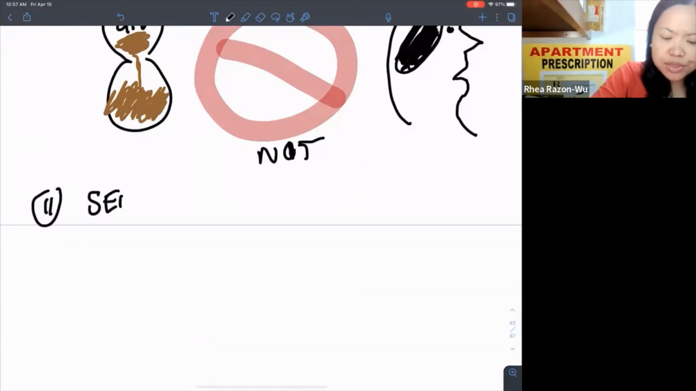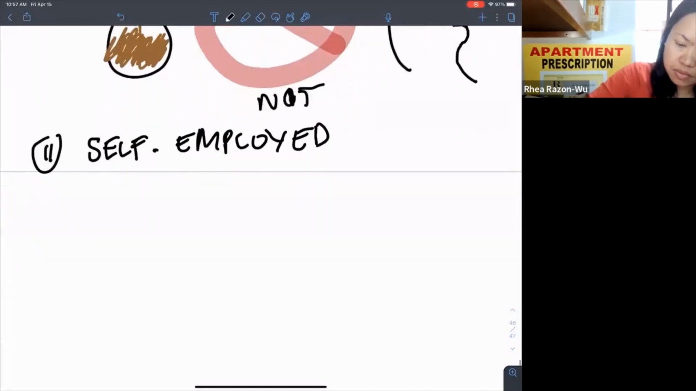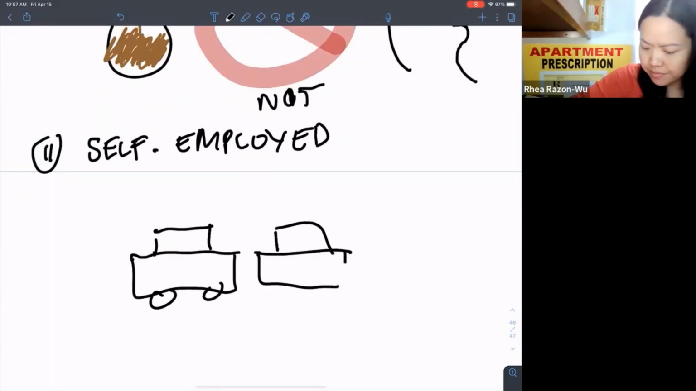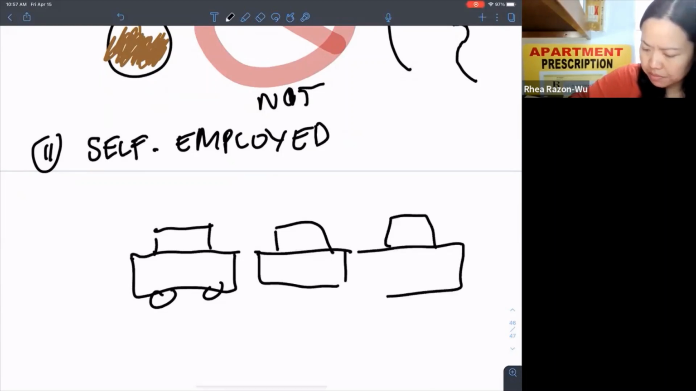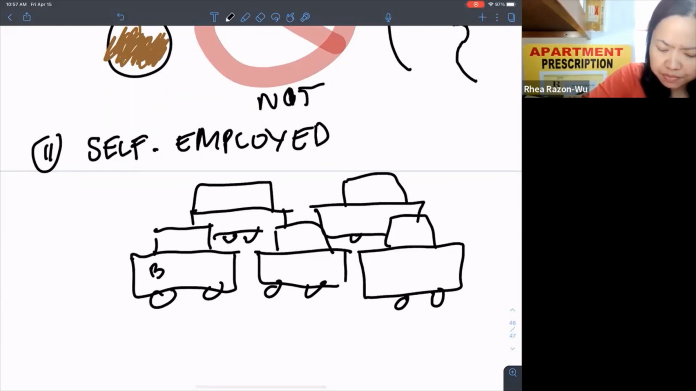Point 11. When it comes to self-employed, I have several of this, transportation. And I draw this because it reminds me of a bus. For me, the bus stands for a business. That's just how I remember things. Bus, business.